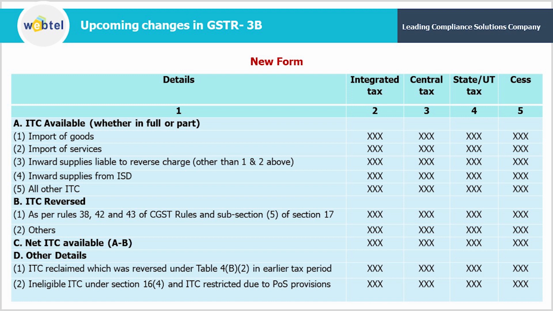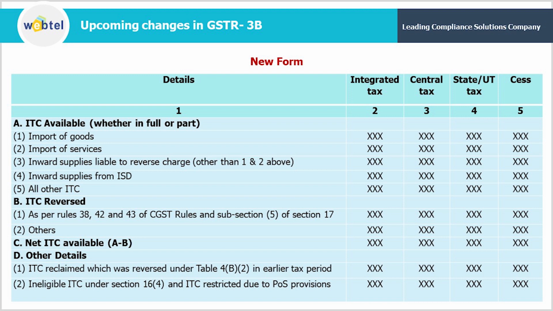After that we have table number 4D, which relates to other details. Earlier it was ineligible ITC. Now the heading and the data reported is changed over here. The first point over here is ITC reclaimed, which was reversed under table 4B2 in an earlier tax period. On the screen you can see in 4B2, in others, we have reversed some ITC. Now if we are reclaiming it back, then it will be reported in 4D1.